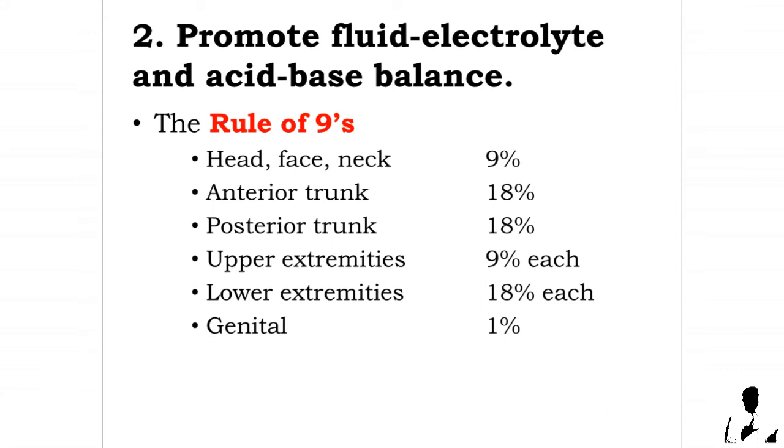The rule of nines for determining percentage of burns in an adult. Forehead, face, neck is 9%. Anterior trunk is 18%. Posterior trunk is 18%. Upper extremities is 9% each. Lower extremities is 18% each. And perineum is 1%.